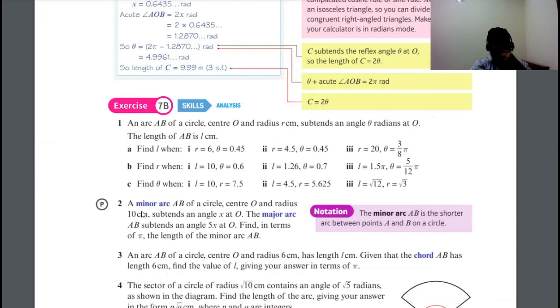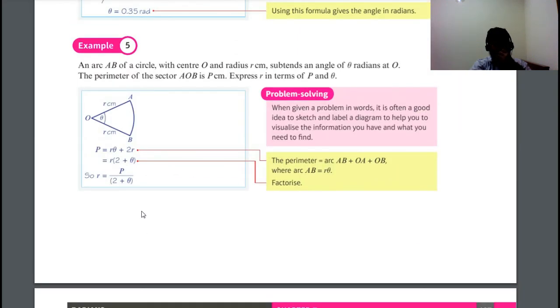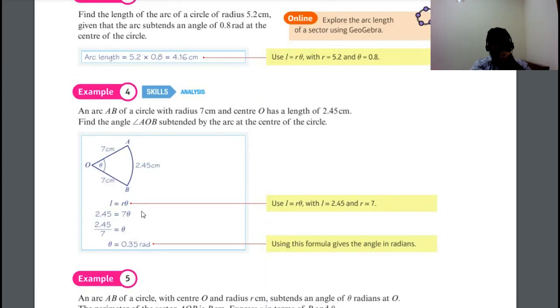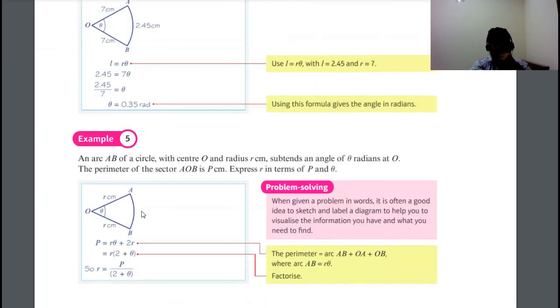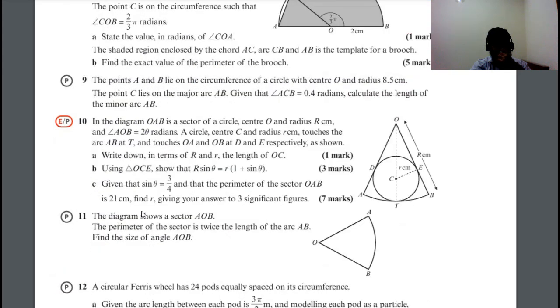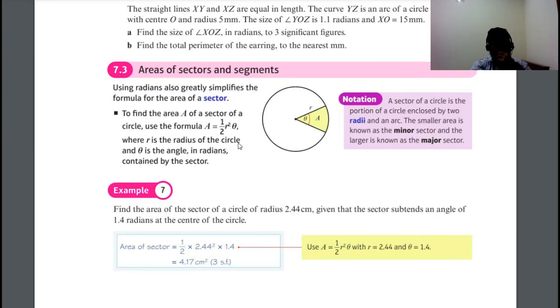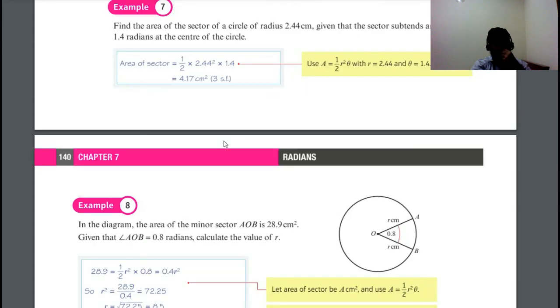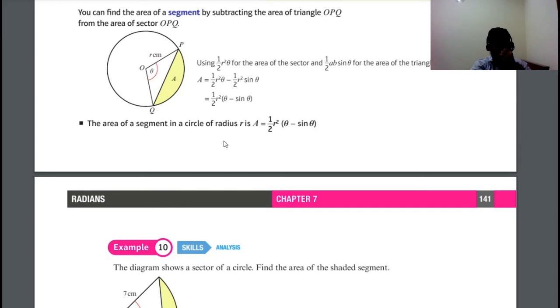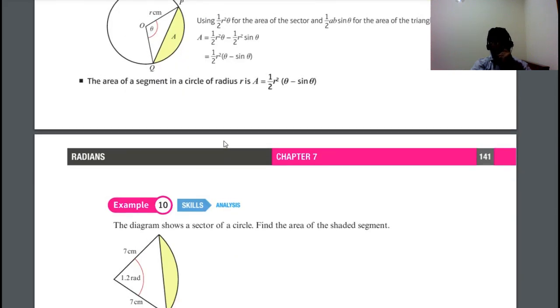Area of sector and segment. Do we have a formula for that? What was the formula for area of sector and segment? Sector area is equal to half r squared into theta. And the segment is half r squared into theta minus sine theta.